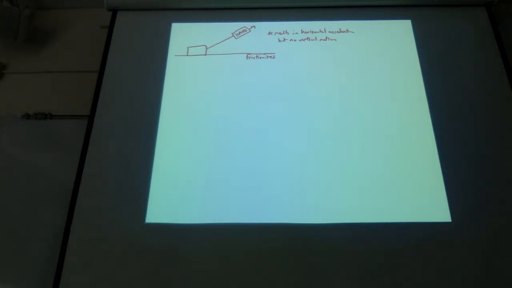So let me give you some numbers. Why not? Let's say that the mass is 34 kilograms. This angle is 17 degrees. The coefficient of kinetic friction, so we're going to look at it after it's already moving, is 0.1. And then finally, I'll say the tension force is 1,000 newtons.